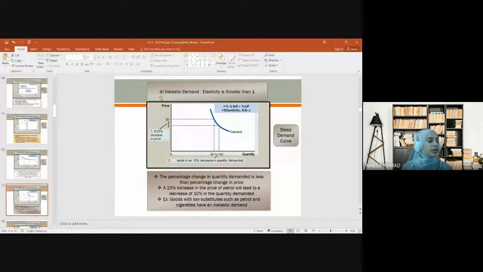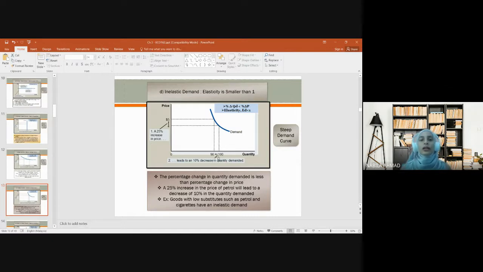And then number 4 is inelastic demand. So for inelastic demand, elasticity is smaller than 1. Maknanya consumer not sensitive towards price change. Maksudnya kat sini bukanlah macam perfectly inelastic, langsung tak sensitif. Yang ni tidak sensitif. Maknanya dia ada sensitif tu sedikit saja. Right, so the demand curve is steep. So the change in the price will lead to a smaller change in the quantity.